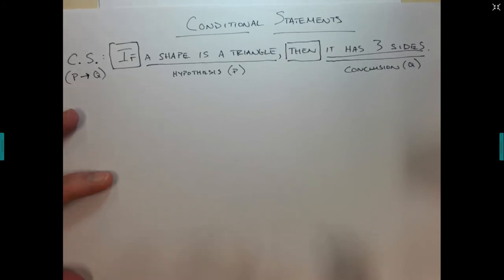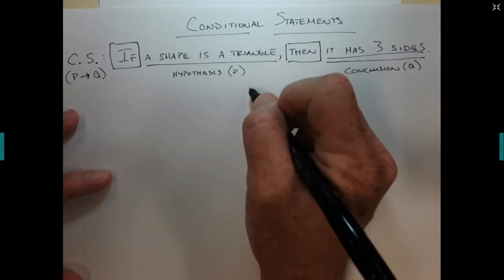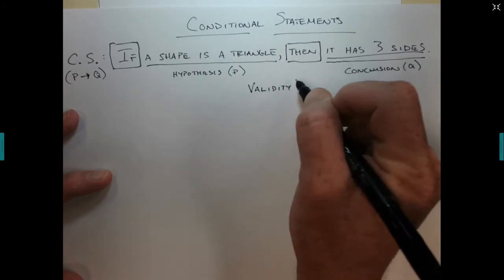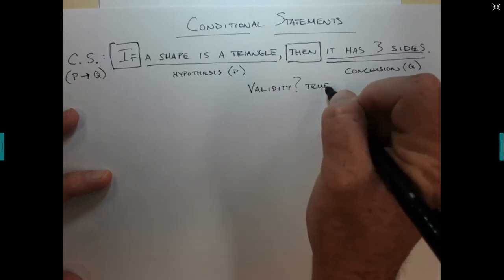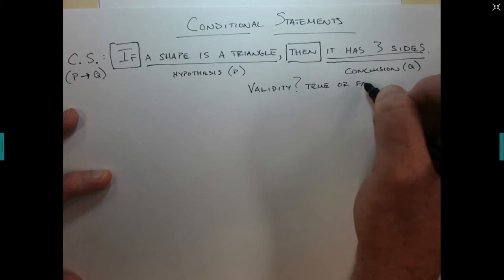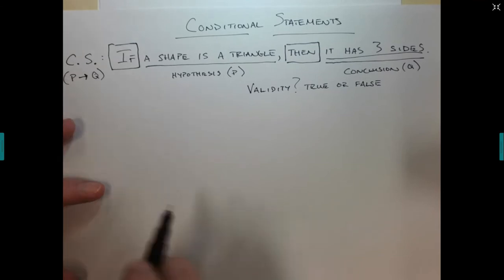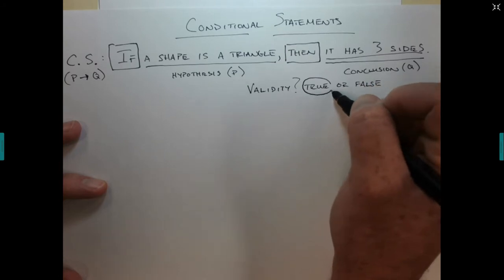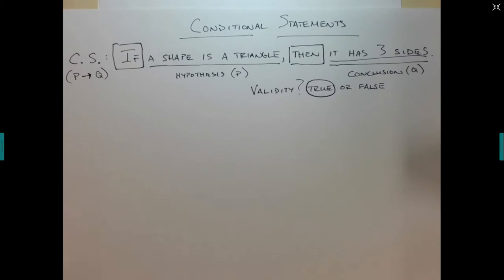So you would also be asked to address the validity of this statement. We'd be asked, is this true in every possible case? Or can we think of a scenario or a counterexample where it would be false? In this case, if you have a shape and it's a triangle, it's going to have three sides. That's always the case.